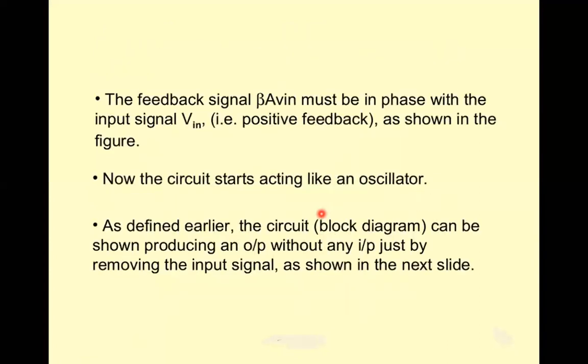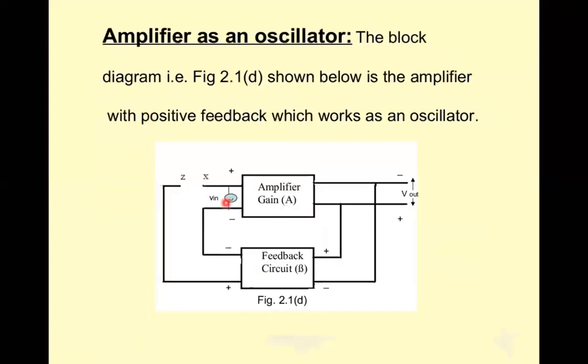Now, if you see again from here, the feedback signal beta AVin must be in phase with the input signal Vin. You can observe here. So what I'm saying is the feedback signal beta AVin must be in phase with the input signal Vin, so that we can say that it is in positive feedback mode. Now the circuit starts acting like an oscillator.